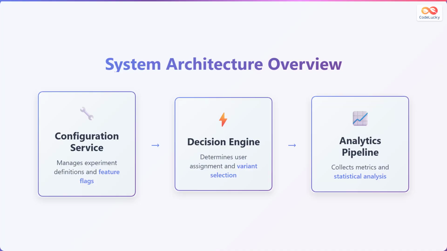The architecture of an A/B testing system typically involves three key components. First, the configuration service, which manages experiment definitions and feature flags. Second, the decision engine, responsible for determining user assignment and variant selection. Finally, the analytics pipeline, which collects metrics and performs statistical analysis to evaluate the results.